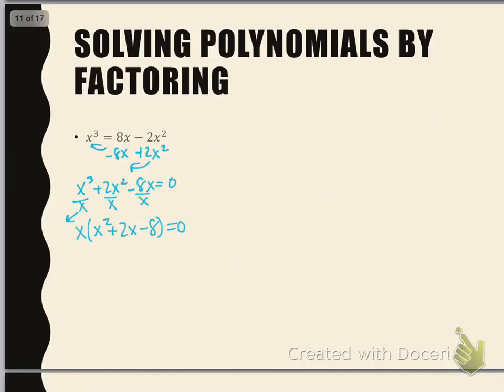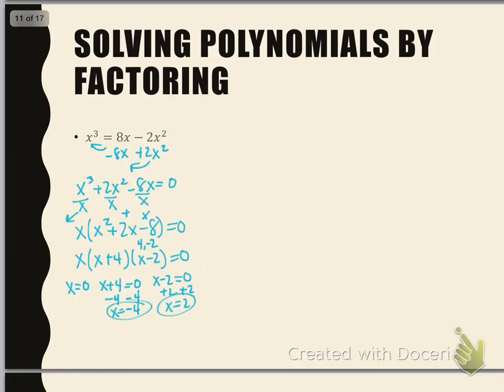We keep factoring our parentheses, so what multiplies to give me negative 8 and adds to get me 2? We got 4 and negative 2. So x plus 4, x minus 2. We didn't send a number back, so we don't need to divide by anything. So now we just do our ZPP. So we set this equal to 0, this equal to 0, and this equal to 0. We subtract 4, so x equals negative 4. We add 2, so x equals positive 2. My highest exponent is a 3, so I should have 3 answers, and I have 1, 2, 3 answers.